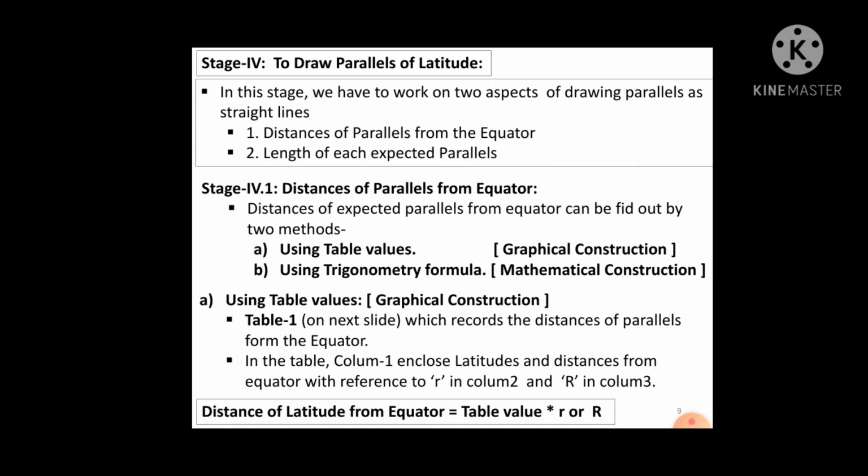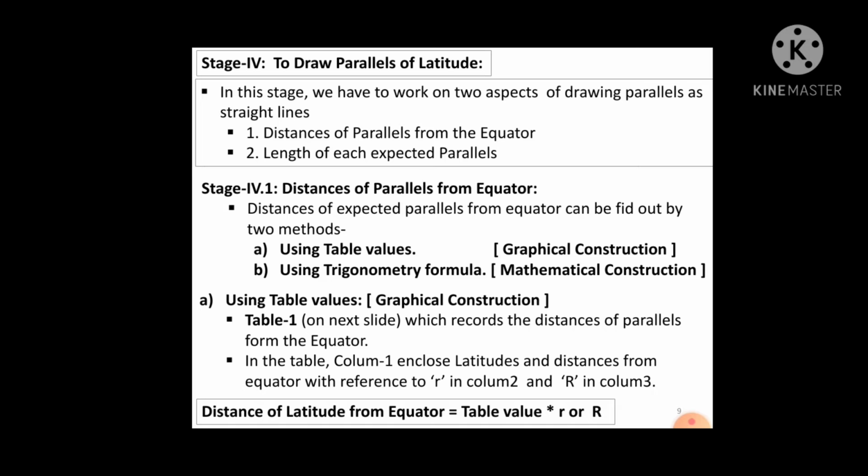Now in stage number 4, which is very important, that is to draw the parallels of latitude. In this stage we have to work on 2 aspects of drawing the parallels, which are the straight lines in this projection. One is the distance of the parallel from the equator. That means you should know the distance of the expected parallels of latitude you want to place, from the equator to both hemispheres, northern hemisphere and southern hemisphere. So that we have to calculate.